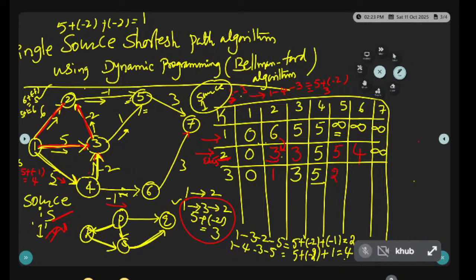ఇటు ఎట్లా వచ్చింది? 1 నుంచి 3, 3 to 2, 2 to 5. అంతేనా? 3 స్టెప్స్‌లో, 1, 2, 3 steps, or 3 edges we can say. Now it is updated as 2.